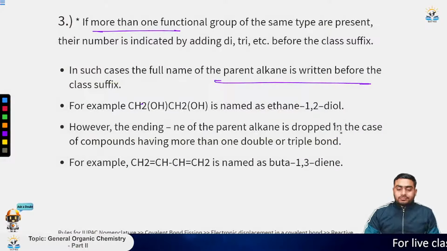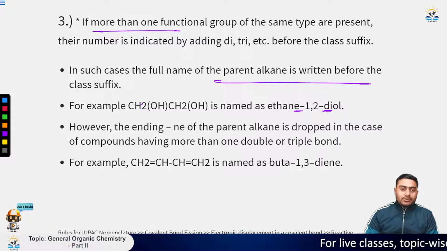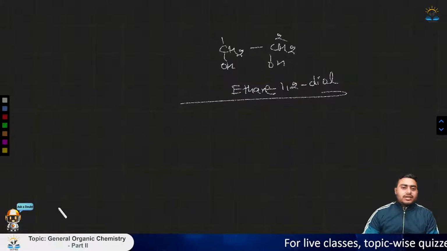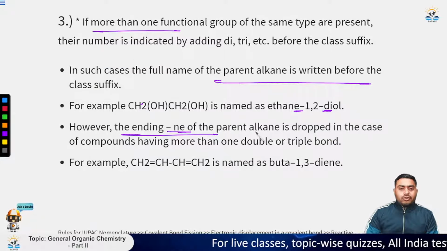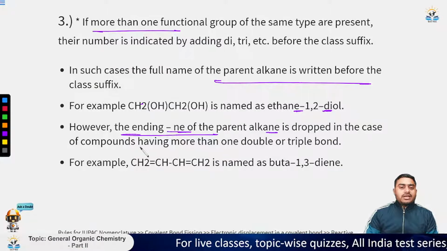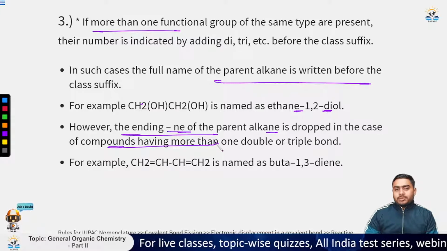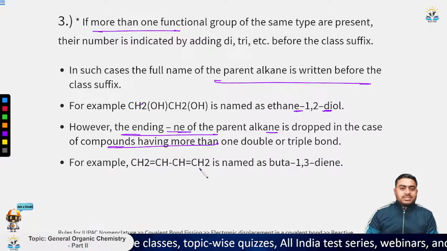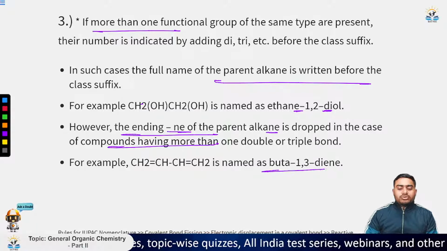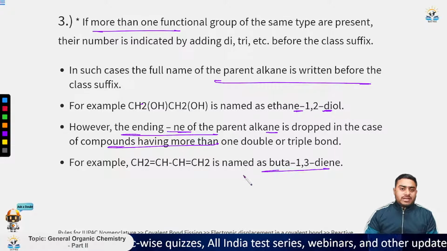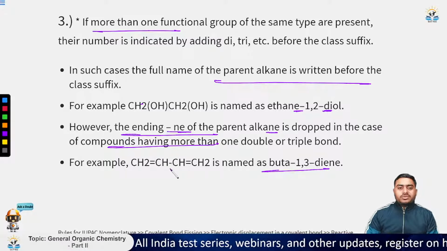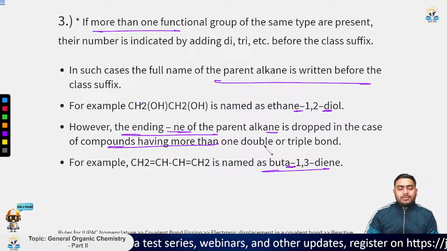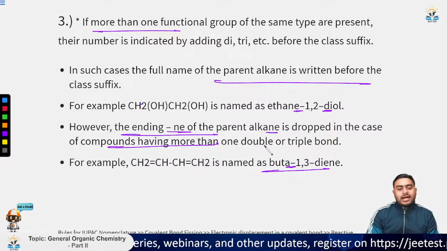Okay, but you can see this is not a vowel, so we have to use this E. Okay, this should be mandatory. I hope you are very much clear. However, the ending "ne" of the parent alkane is dropped in the case of compounds having more than one double or triple bond. For example, CH2=CH-CH=CH2 is named as buta-1,3-diene, not butane-1,3-diene. So if more than one double bond or triple bond is there, you have to drop this "ne" from "ane". I hope this is clear.